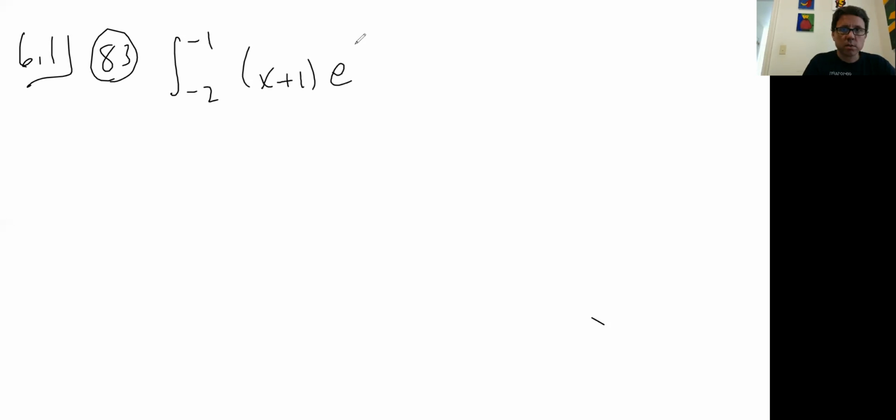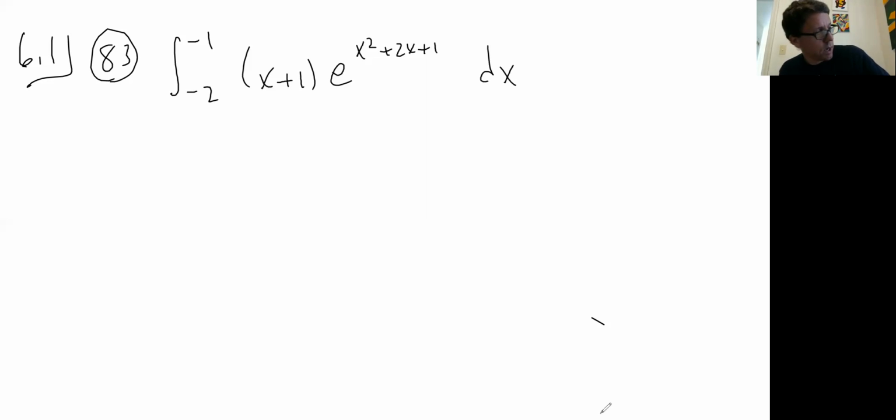Okay. So here we go. So the integral from minus 2 to 1 of x plus 1 times e to the x squared plus 2x plus 1. It looks ugly. It does represent an area of some kind because it's a definite integral. I don't know what that looks like.